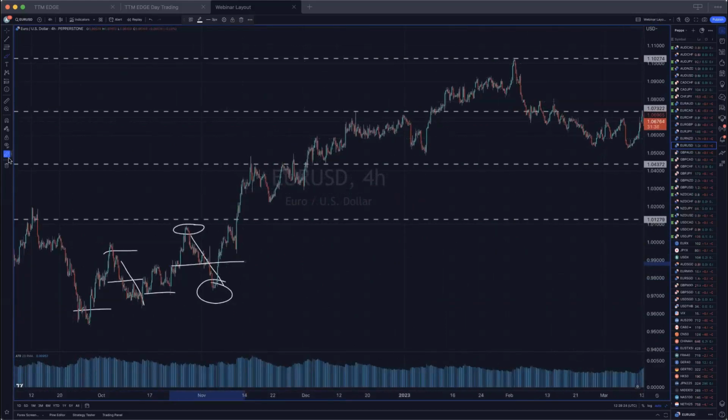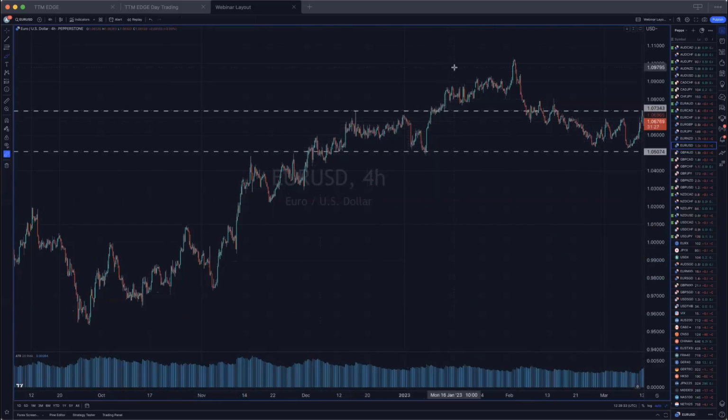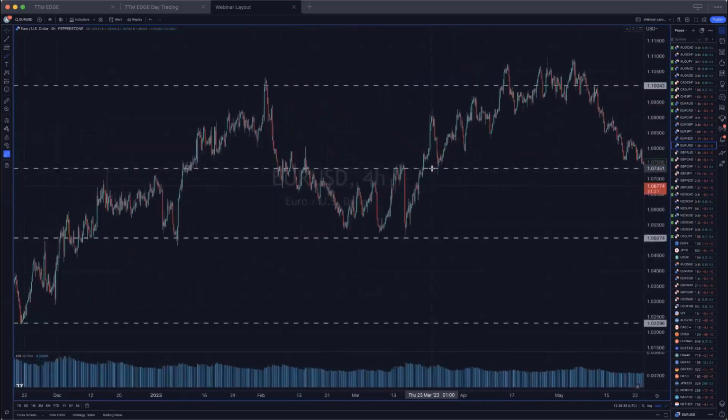To set the grid levels, you just use horizontal lines of support and resistance to identify the most obvious levels of support and resistance, and then you trade within it. See?